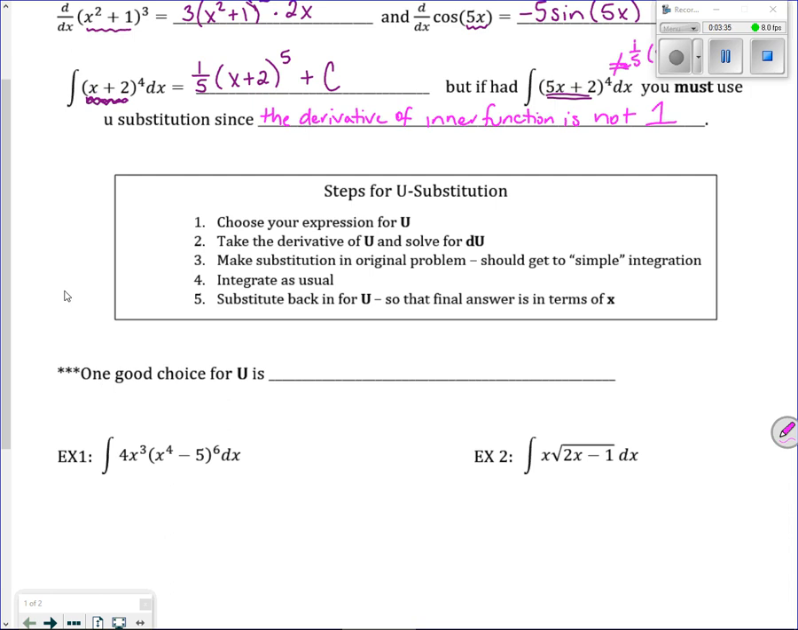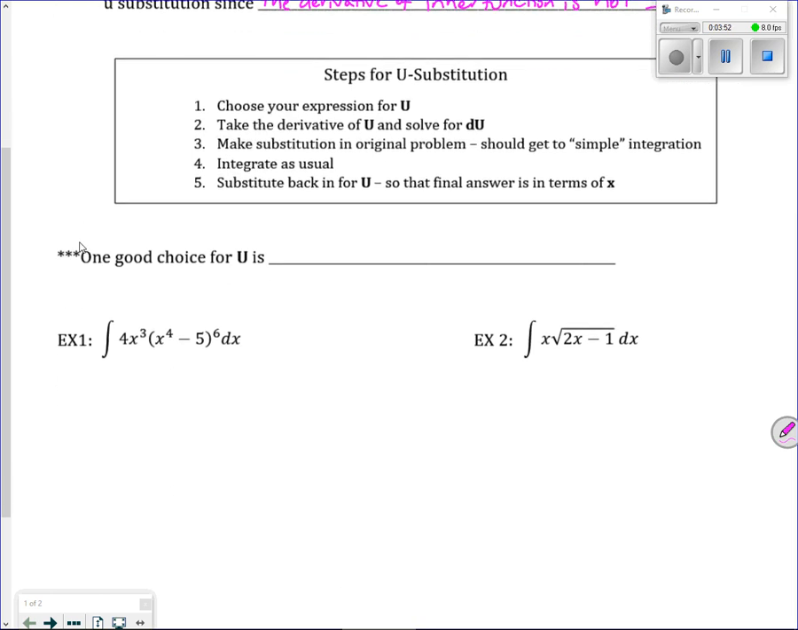Now, for the point of today, it's like, okay, choose your expression for u. That's the hardest part. And so for right now, one good choice for you is when you see a power. Now I'm not saying every problem is going to be done this way. No. But if I see a function raised to a power, one good choice for you is whatever is being raised to that power. I'm trying to talk and write at the same time. So one good choice for you is what is raised to a power.